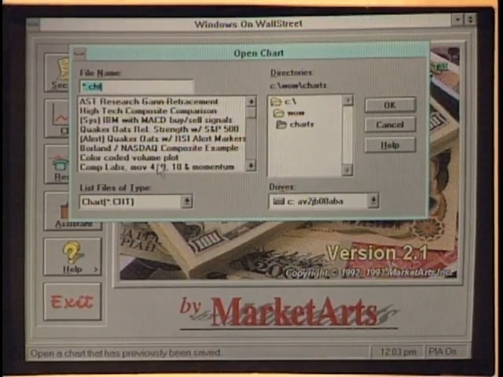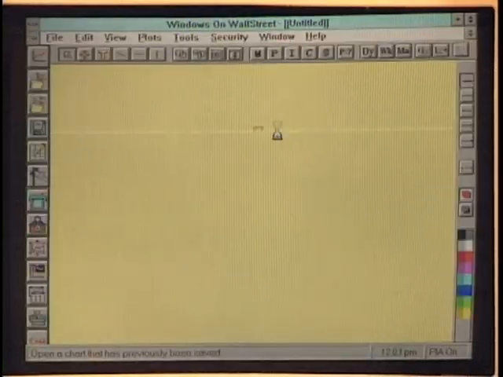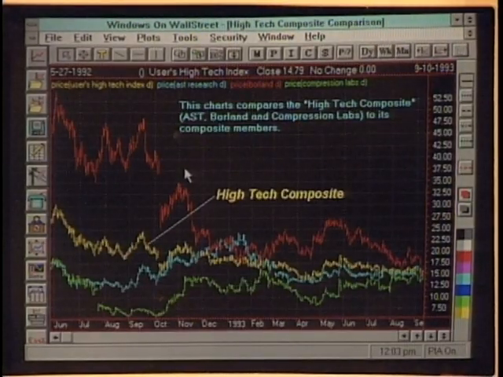First of all, let's open a chart. Let's go to a high-tech composite comparison. Now, what's this going to show us? What this shows us is the comparison of stocks such as AST, Borland, and Compression Labs to the high-tech composite of those particular securities.